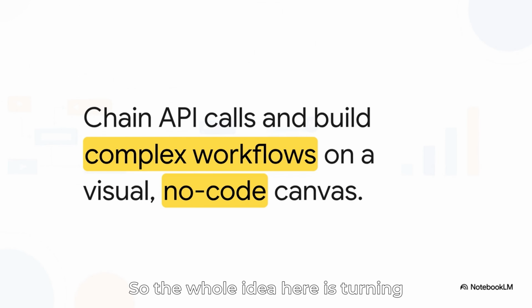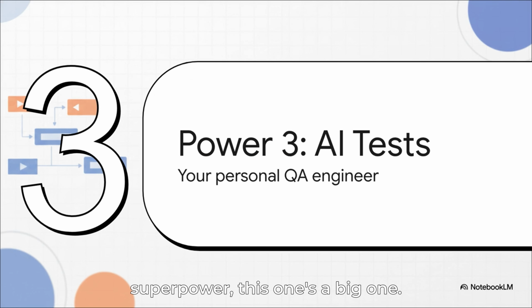So the whole idea here is turning these super complex, scripted sequences into simple visual diagrams. And this isn't just for developers, product managers, support engineers. Anyone can use this no-code canvas to map out and test entire user journeys from login to checkout, making sure every single step works together perfectly. And for our final superpower, this one's a big one: AI-generated tests.